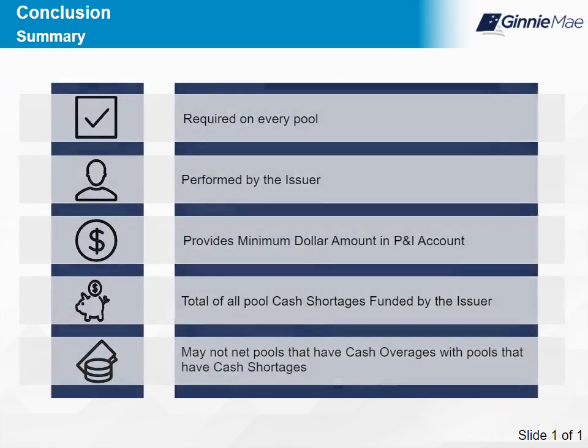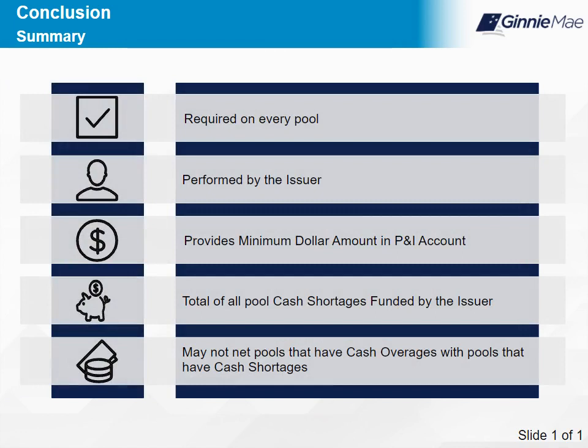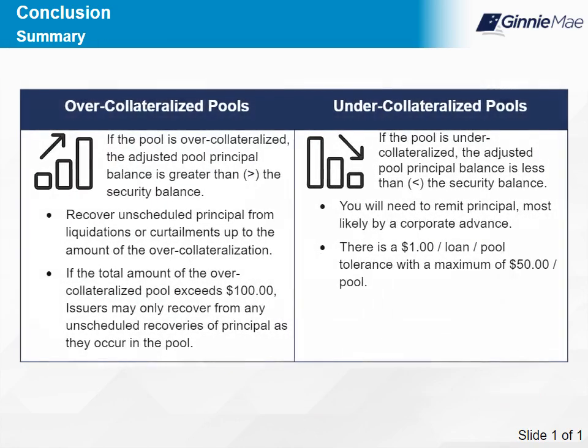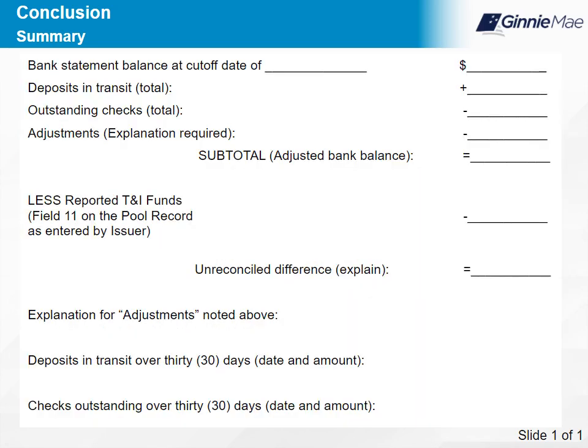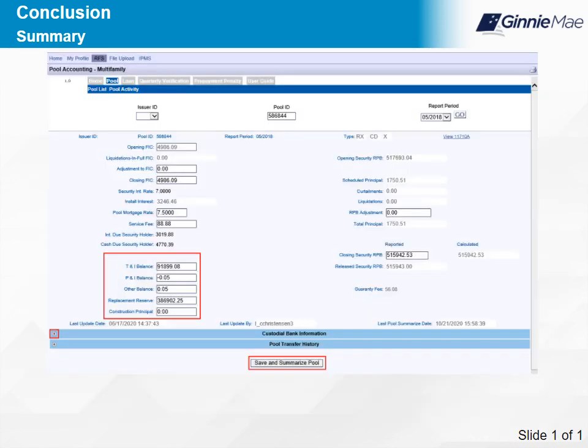You examined the Test of Expected P&I that provides the minimum dollar amount in the P&I account and represents the total of all pool cash shortages funded by the issuer. You also learned about over- and under-collateralized pools. In addition, you examined P&I and T&I reconciliation and learned that they must be completed within 30 days of the issuer's monthly reporting cutoff date for all accounts. You also explored a pool activity screen to learn where the bank account balances are reported.